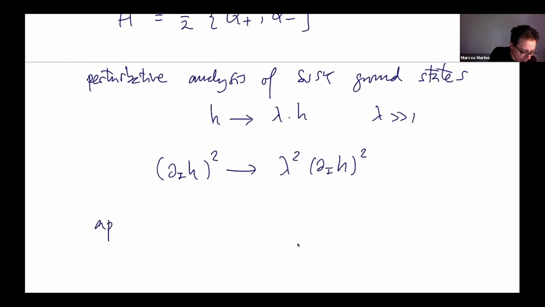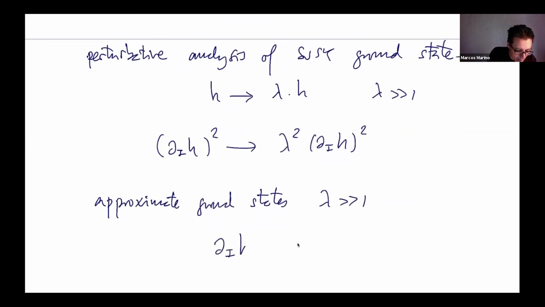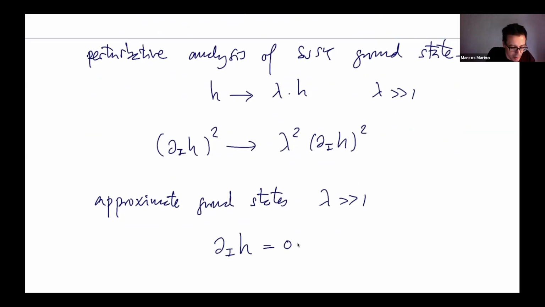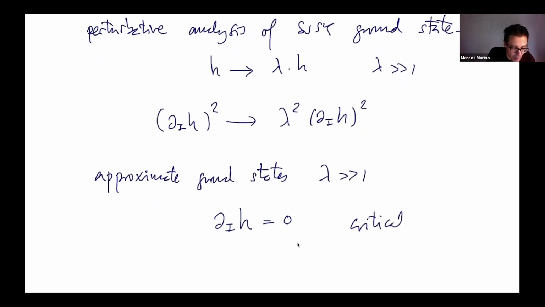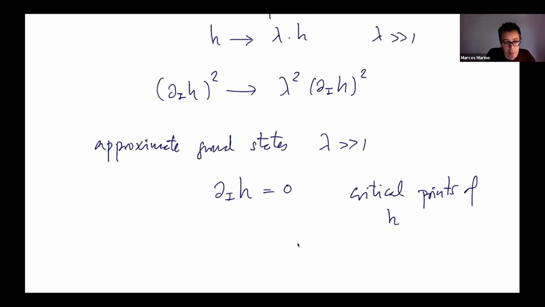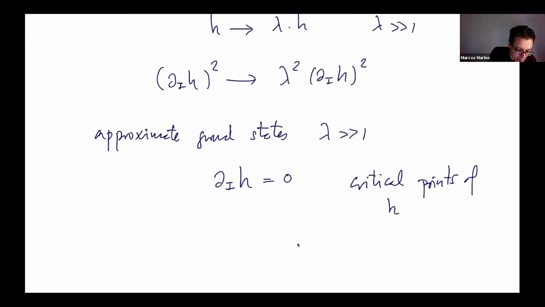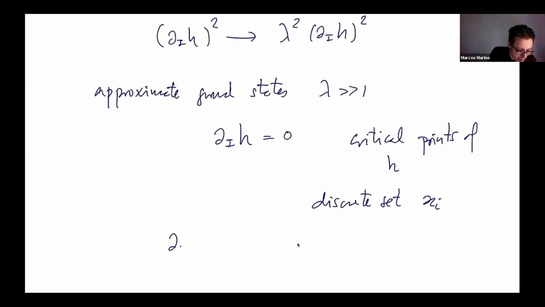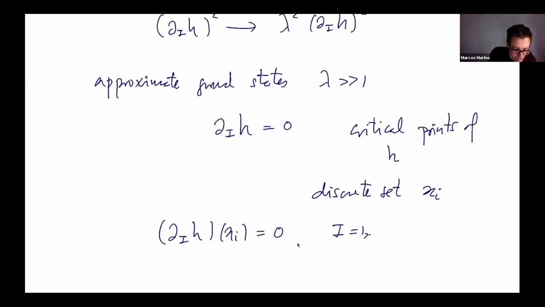So approximate ground states when lambda is large are going to be located at the places where the first derivative of this function is 0, and these are called critical points of H. So what we have to do is expand this function around these critical points. We are going to assume that there is a discrete set of critical points, x_i. So this means that ∂_i H at x_i is equal to 0 for all i, and i is an index labeling the critical points.